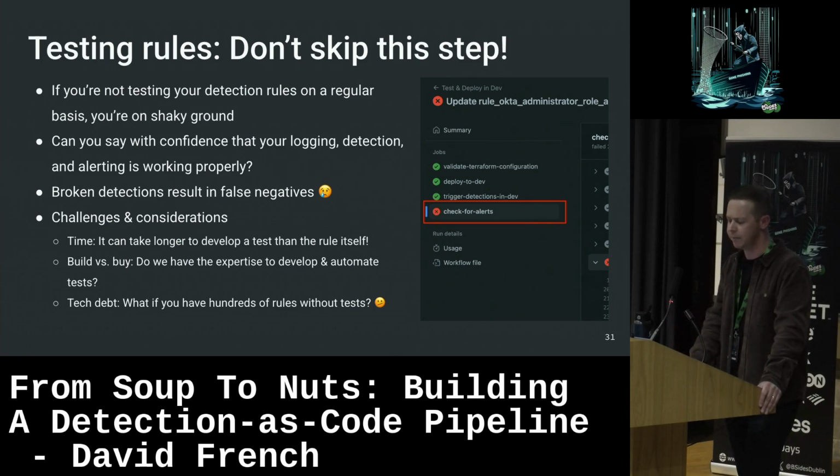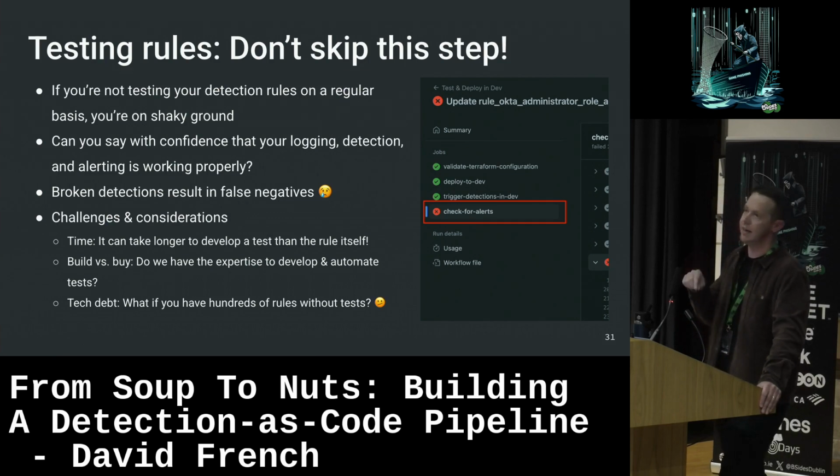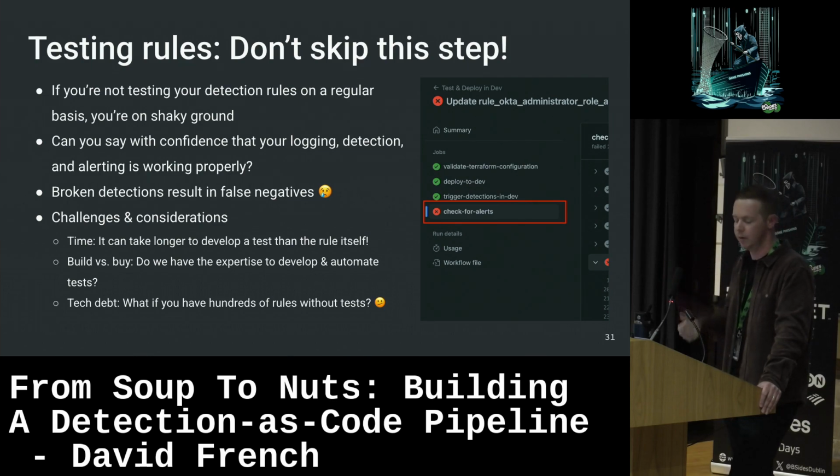So yeah, a couple of challenges or considerations with regards to testing, or why people tend to skip this step. I don't know if you've ever written a detection rule and then tried to write a test for it. Often writing the test takes longer than writing the detection rule itself, right? So people might tend to skip that. You might not have the expertise on your team to develop and automate tests. So do you look to hire someone with expertise, or do you look at an off-the-shelf tool that performs testing and validation for your detections on a regular basis?